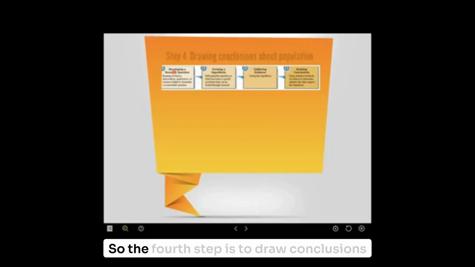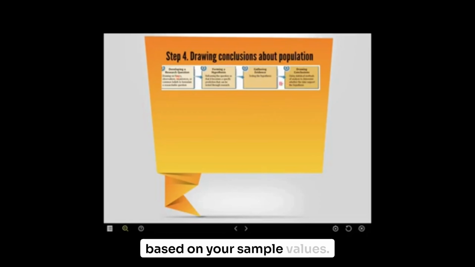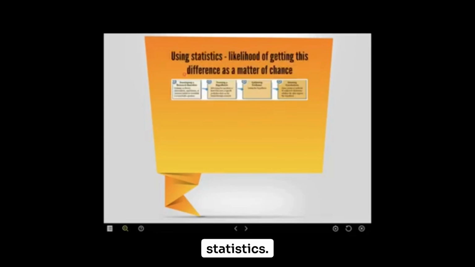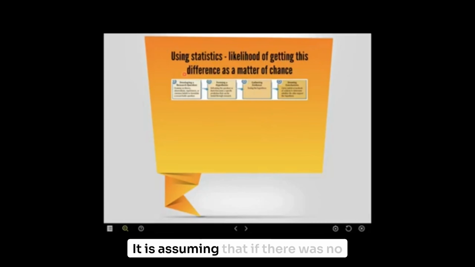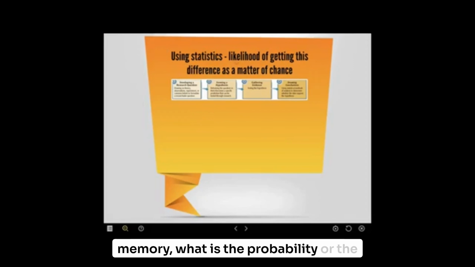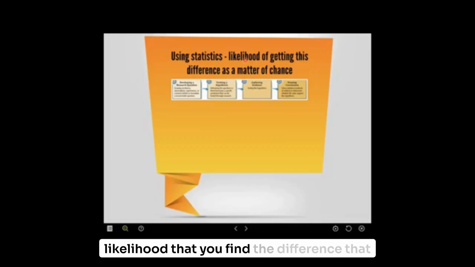So the fourth step is to draw conclusions about the population based on your sample values. And these conclusions you make are the answers to the research question. And the conclusions you make are using statistics. It is assuming that if there was no difference between males and females in their memory, what is the probability or the likelihood that you find the difference that you found, which is a 10 point difference, by chance? And based on that chance probability value, you determine an answer to your research question.